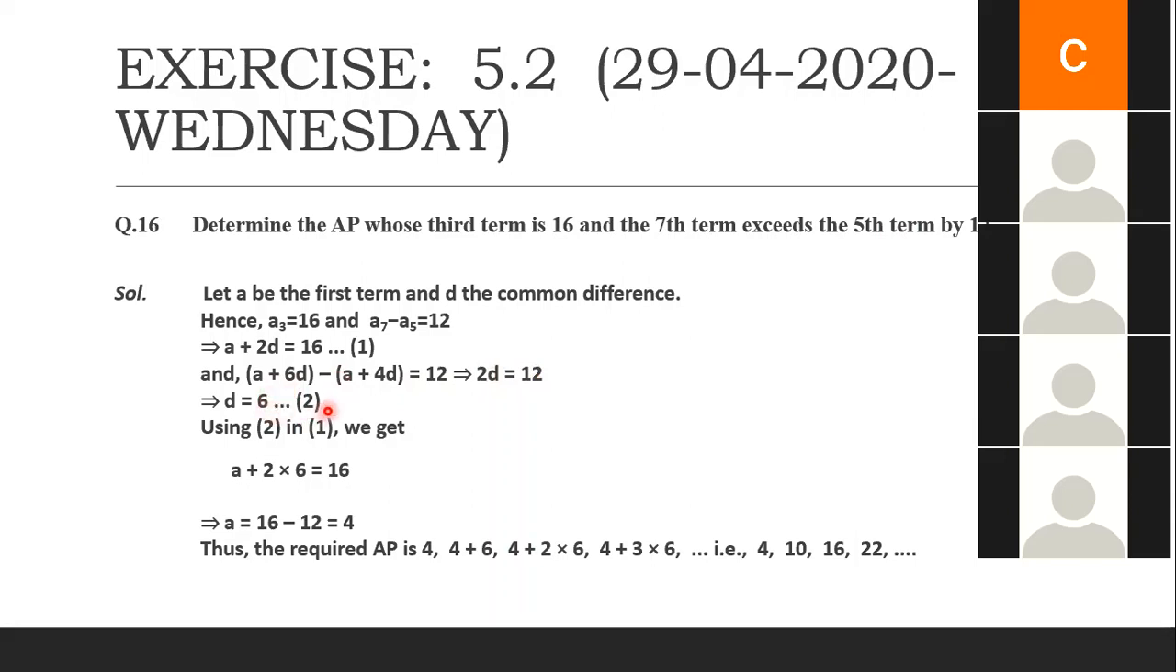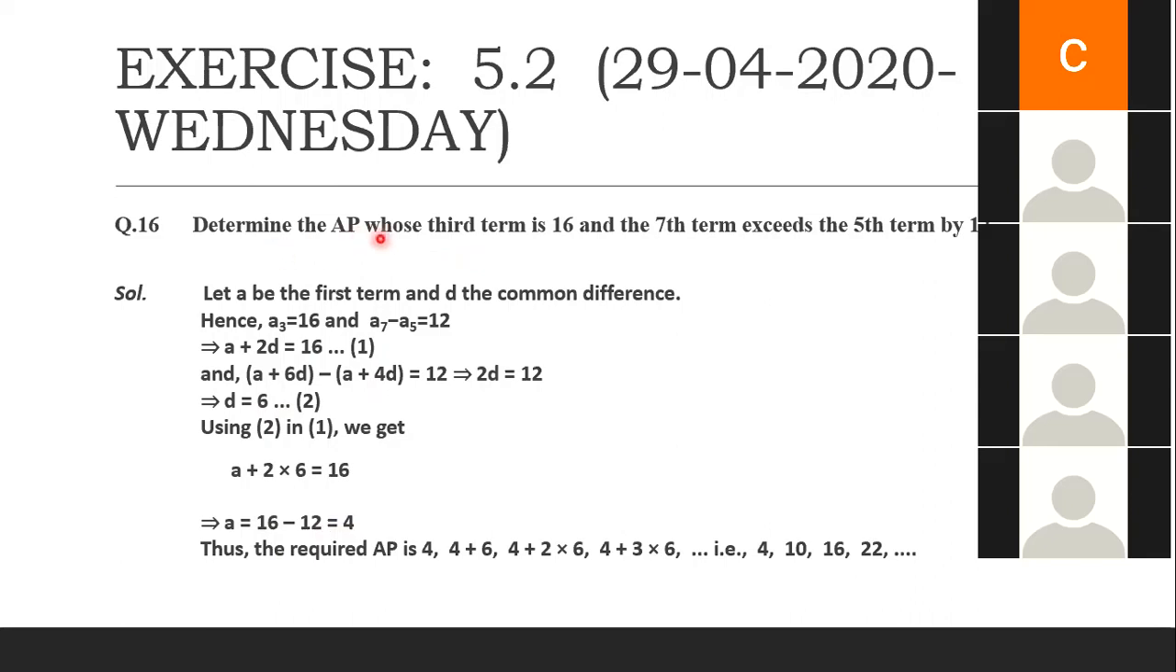No, ma'am. So this D value, apply in either equation 1 or 2. Either A plus 2D, you will apply equation 1, D value, and we will get the A value. So D value we have got is 6. A plus 2 into 6 is equal to 16. So 2 sixes are 12. If I subtract, we get A value 4.